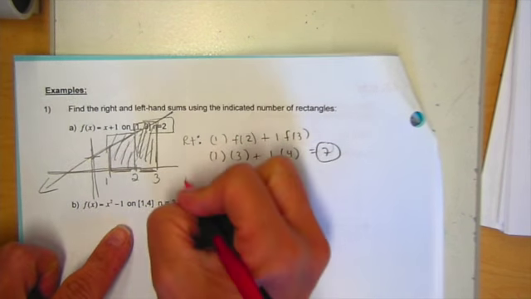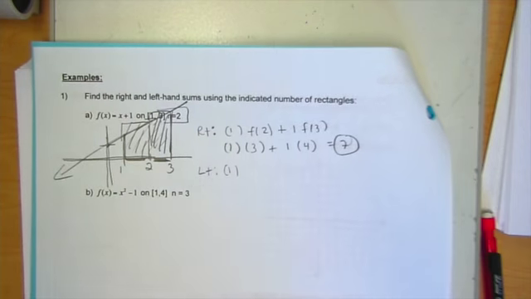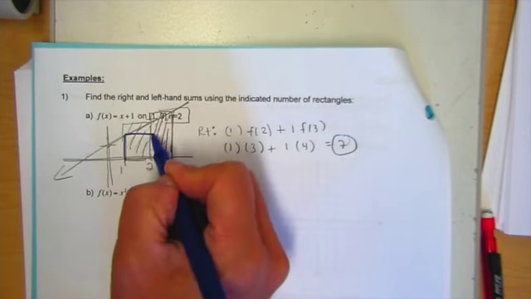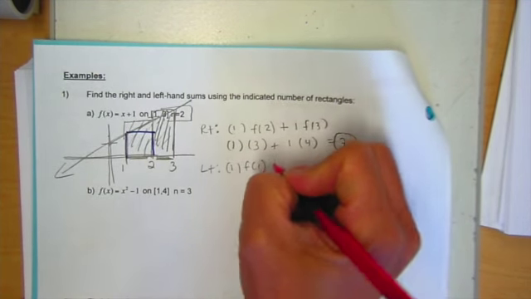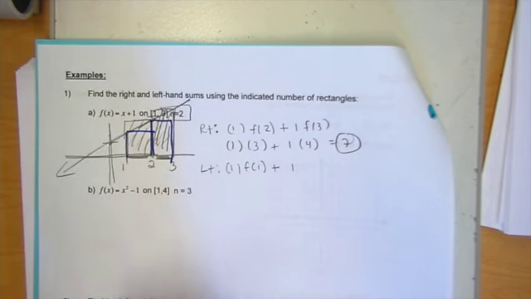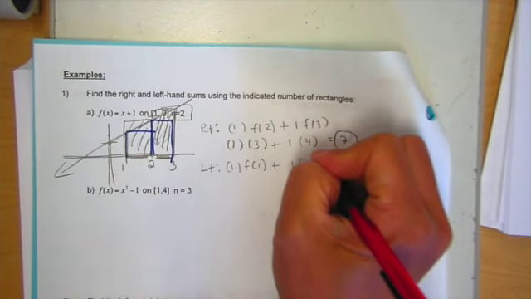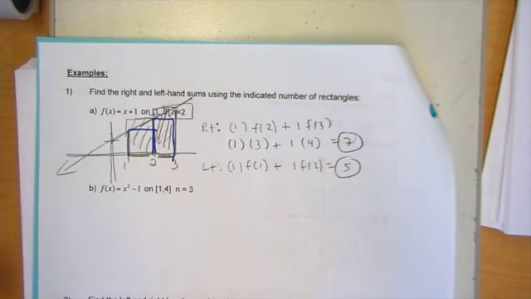Let's do the same thing with the left hand. Width is again 1, but this time we're going to hit the curve on the left side. So there's my rectangle. Notice the height of the rectangle is f of 1. Second rectangle, again, width is 1. Hit it on the left side, but the height is f of 2. And if you do this, you're going to get a total of 5. So one's an over approximation, the other one's an under approximation.